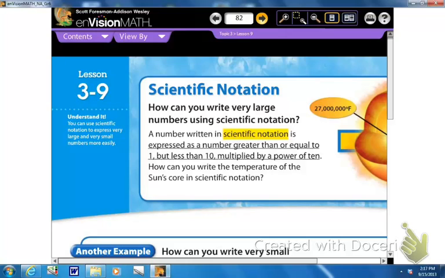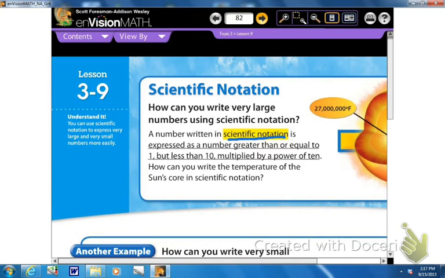Okay, let's look at lesson 3-9 on page 82 of your math book. Scientific notation. How can you write very large numbers using scientific notation? All right, here's your vocabulary word. Make sure you write this definition down.